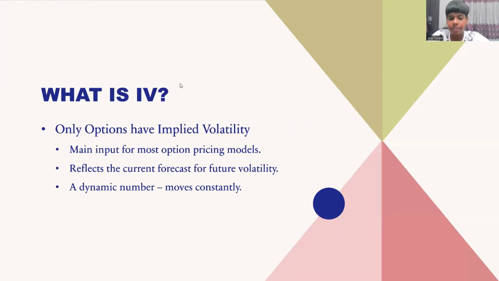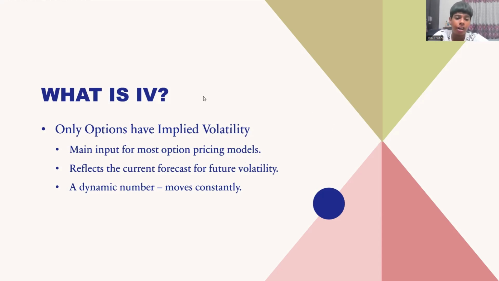So what is IV? First we should know that only options have implied volatility, while every other chart has historical volatility, which is of course how much it moves. Implied volatility is the main input for most of the option pricing models, if not all. IV represents the current forecast for future volatility, which means it's the market's best guess for what the volatility will be at the end, which is the expiry, and it moves constantly.